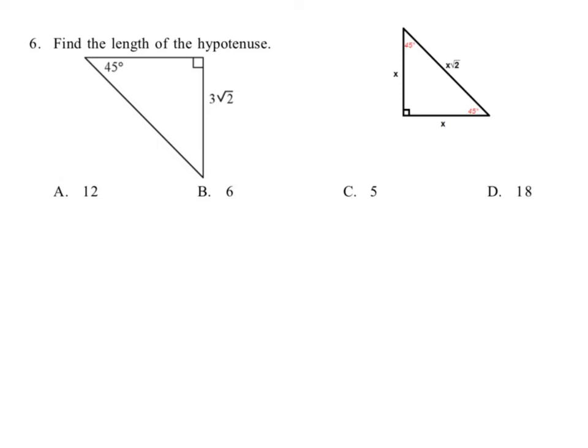Okay, find the length of the hypotenuse. I've included in here our little special right triangle for 45, 45, 90 because I want to illustrate what we do with it. If you're given the leg, and we are given this leg as 3 root 2, you can see that we take the leg, x, and multiply it by the square root of 2 in order to get the hypotenuse.